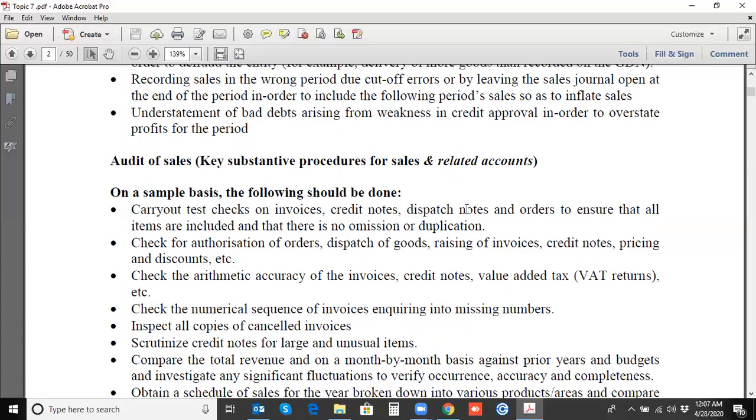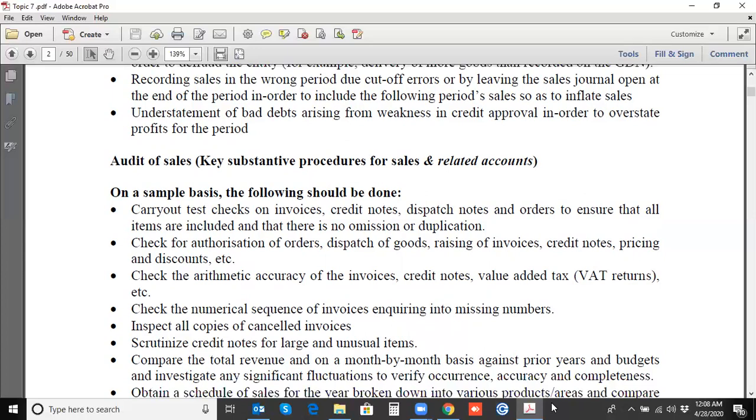You can get samples of invoices and credit notes and confirm that people are computing things rightly. Things like VAT are being excluded from the revenue that is being recorded in the financial statements. Sequential numbering of invoices to ensure that there are no missing numbers. That is already talked about. You can inspect copies of cancelled invoices.